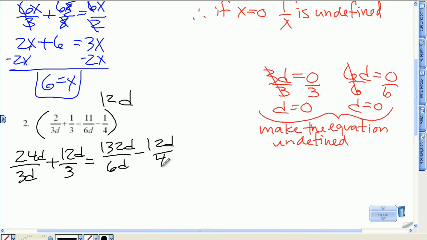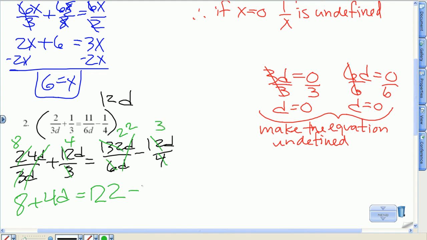Okay? So I'm going to pre-reduce, and you'll notice this real nice. D's are going to cancel out. 3 goes into 24 8 times, so I have an 8 left over. 3 goes into 12 4 times, so this becomes 4D. Here the D's cancel. 6 goes into 132 22 times. And then 4 goes into 12 3 times, and you have a minus 3D. Alright, so we got the little extra here. We'll clean that up.